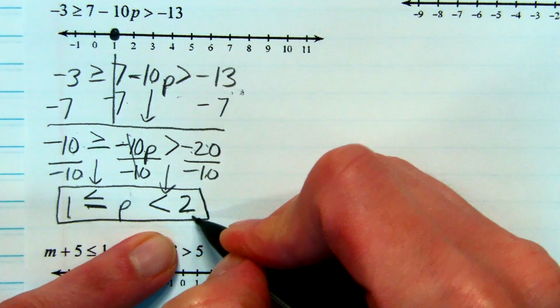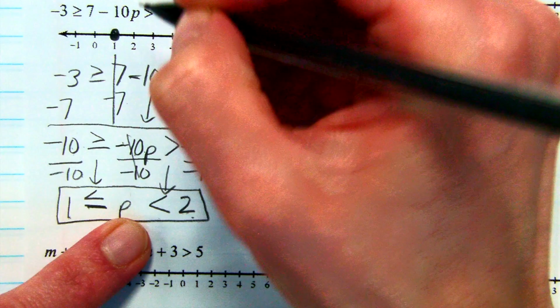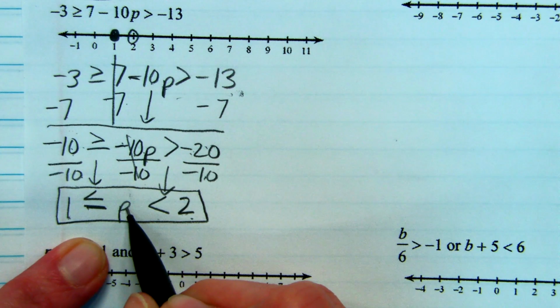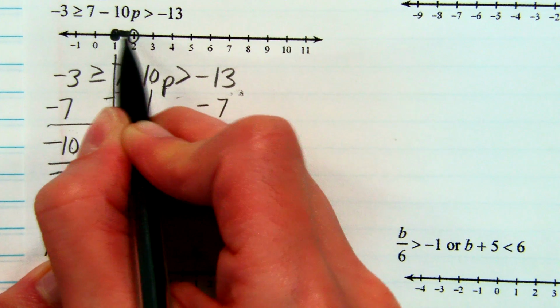Now at 2, am I going to fill in the circle? No, because there's no equal to sign. So these are really close together, but that's okay. And then p is the solution. It's in between them. So you're going to get this tiny little bar in between them.